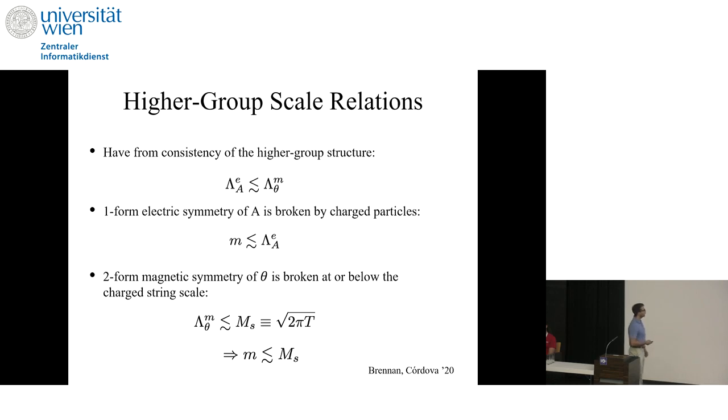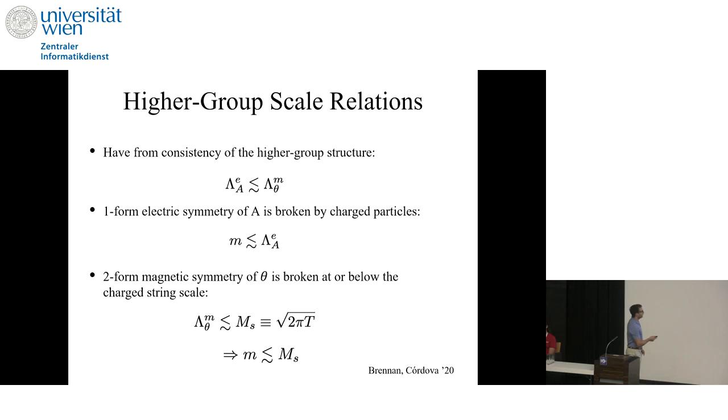And we can further estimate these energy scales. We know from the first half of this talk that the electric one-form symmetry is broken by charged particles. If we're below the masses of all of the charged particles, we can integrate them out and recover an emergent symmetry, which means that the energy scale at which this symmetry is broken is at least as large as the mass of the lightest charged particle. Meanwhile, as argued once again by Brennan and Cordova, the two-form magnetic symmetry of theta is going to be broken at an energy scale which is no larger than the string scale of the axion string. That is, the string which is charged magnetically under theta, so that if you circle the core of the string, theta shifts by 2 pi.